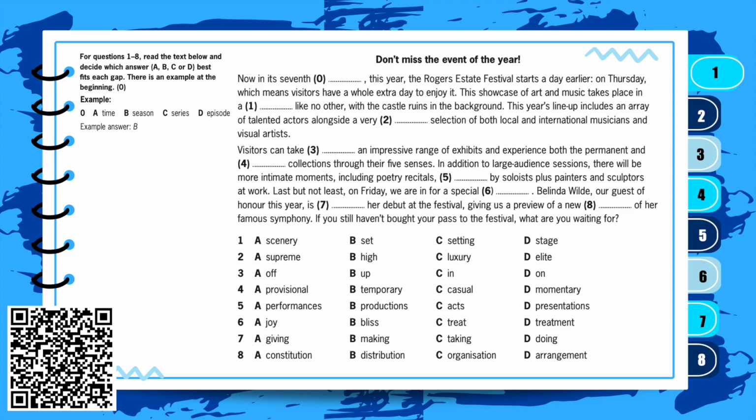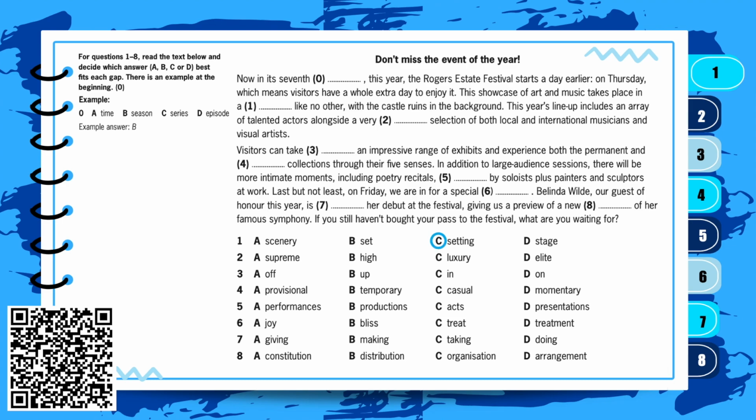Okay, so before we start the correction, here's some vocabulary that might be useful. Line up, a group of people or things arranged in a row or queue. Array, a collection of items that are ordered or arranged in a particular way. Debut, the first public appearance or performance of someone or something.